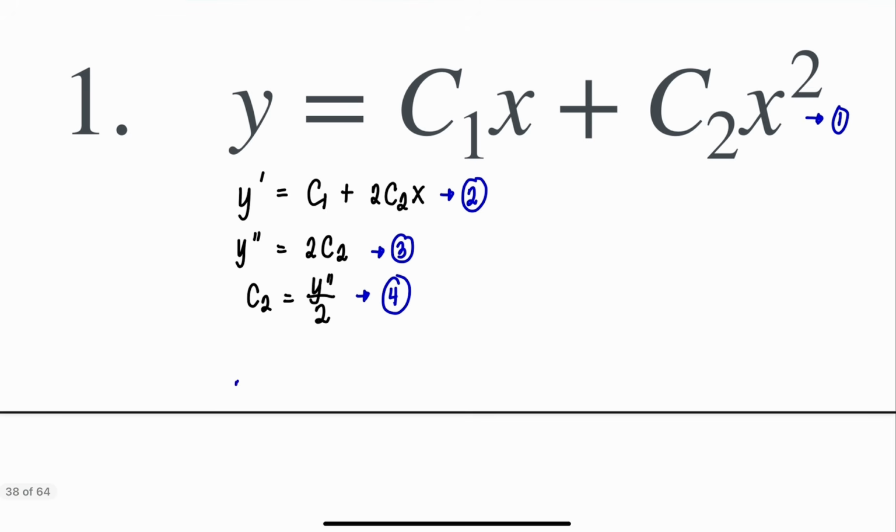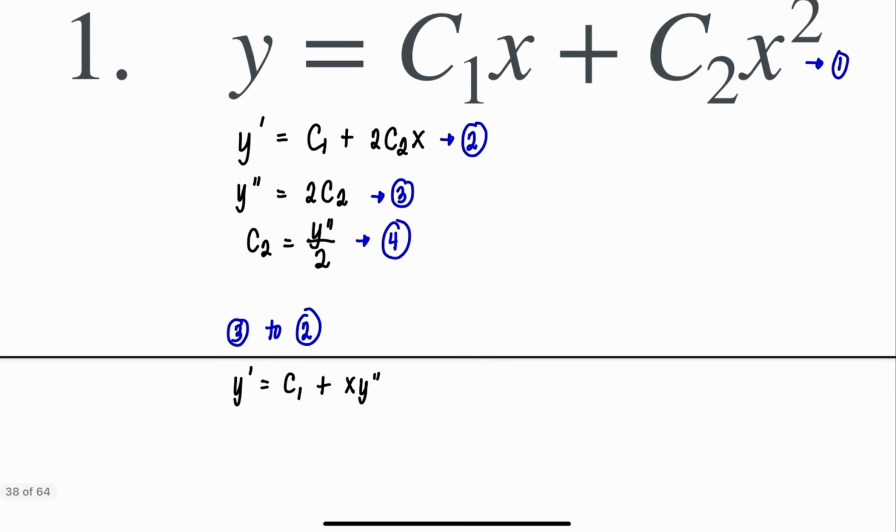So substituting equation 3 into equation 2, y prime is equal to c sub 1 plus 2 c sub 2 x, and c sub 2 is y double prime over 2. Therefore, this is x y double prime. But let us first express c sub 1 here in terms of y prime and x y double prime. So c sub 1 is equal to y prime minus x y double prime. And we let that be equation number 5. Okay, so we now are able to express c sub 1 in terms of the derivatives and also c sub 2. So we can now substitute these 4 and 5 into equation number 1.